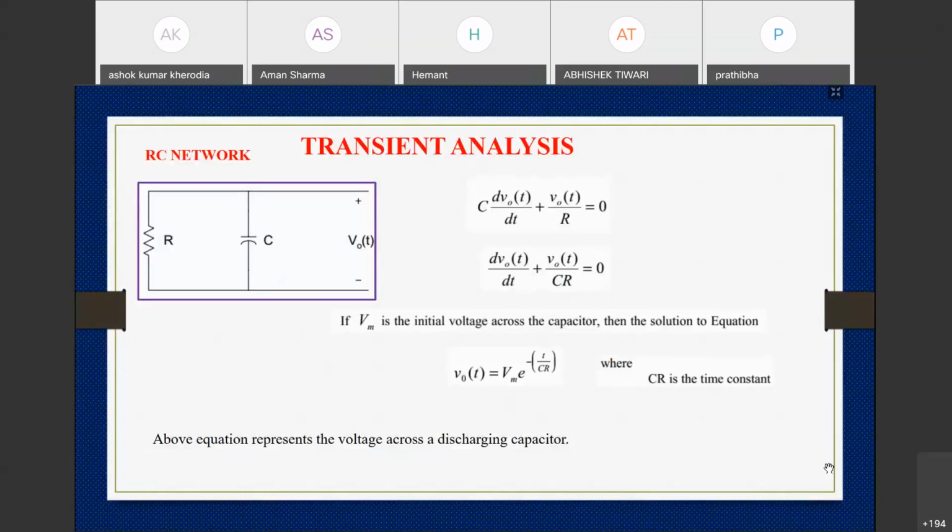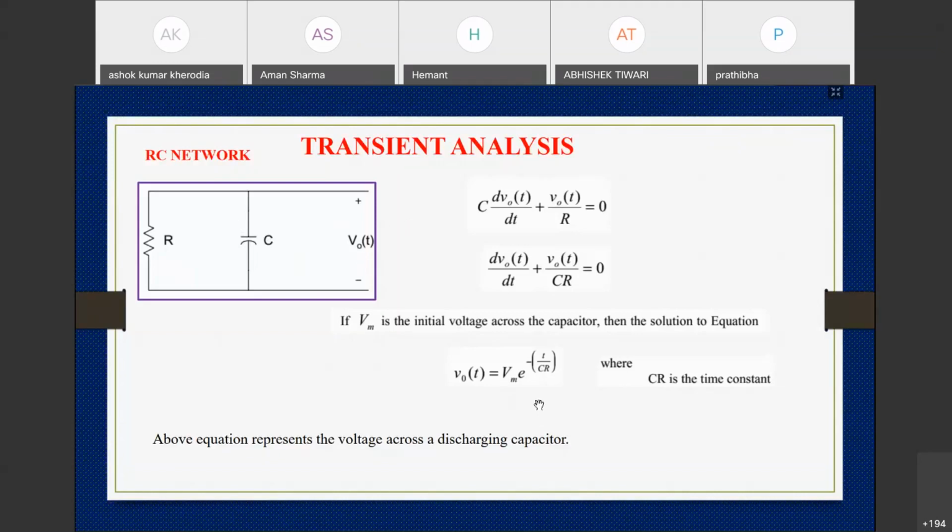Suppose I want to plot the voltage across this capacitor, this C. How will I do that? I will write down these equations: C dV by dt plus V0(t) by R is equal to 0, because there is no source. And if we say Vm is the initial voltage across this capacitor, then we can write V0(t) equal to Vm e raised to minus t by RC.